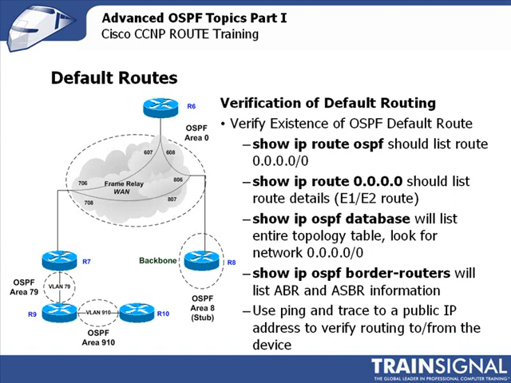How do you verify if the default route's working? Well, first, you do show IP route OSPF and it should show up. It should show up as an E1 or E2 route depending on how you have it configured. It could even be an N1 or N2 route depending on how it's configured. If you do show IP route 0.0.0.0, it should show a lot of details. Show IP OSPF database, look for the topology information for 0.0.0.0. And show IP OSPF border-routers will list ASBR information, which is what would be contained in this. And then you can actually ping or trace to a public IP address to make sure that routing is working correctly.